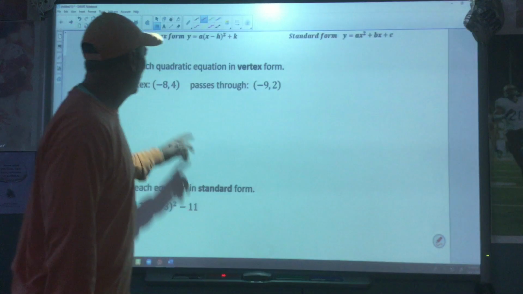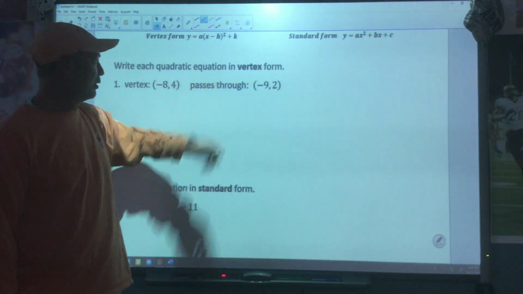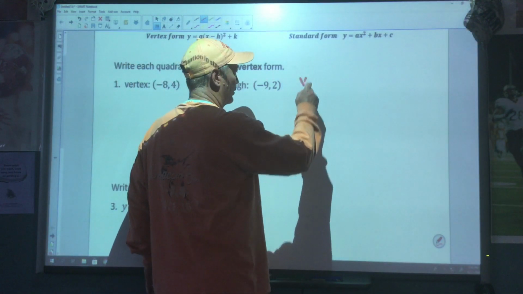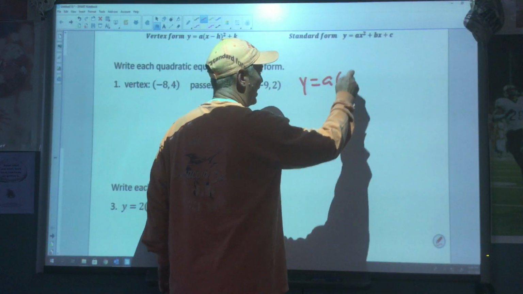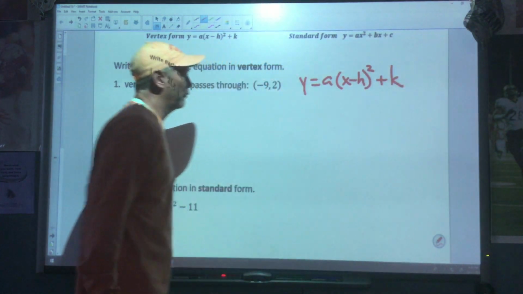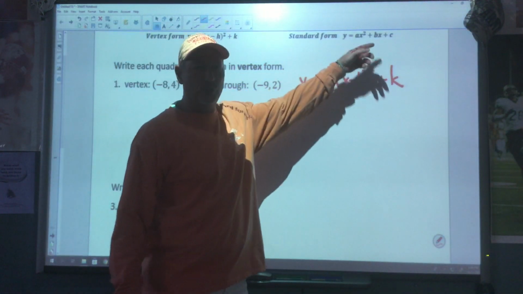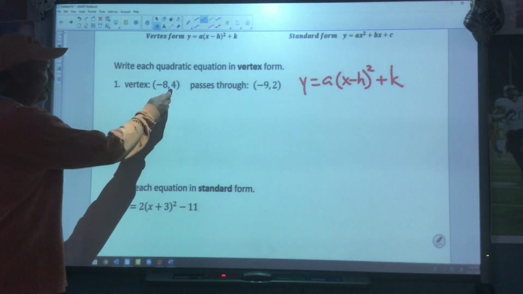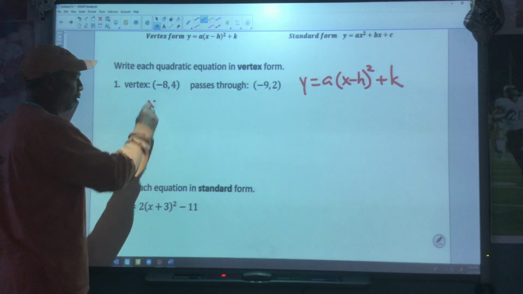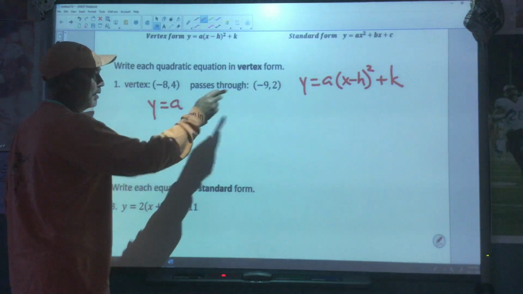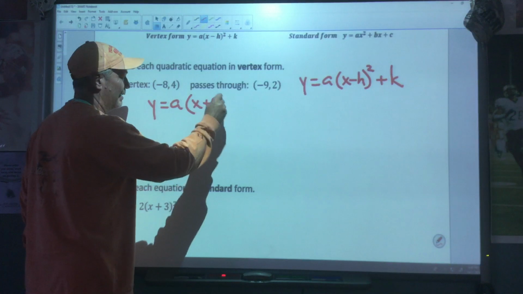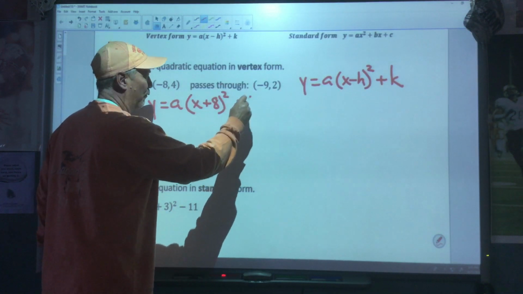Okay? Number one, they're going to ask you to write each quadratic equation in vertex form. Vertex form is going to look like this: y equals a(x minus h) squared plus k. That's vertex form. We're going to give it to you on your review sheet. We're going to ask you to substitute in your vertex first. So my first step will look like this: y equals a(x, the opposite, plus 8) squared plus 4.